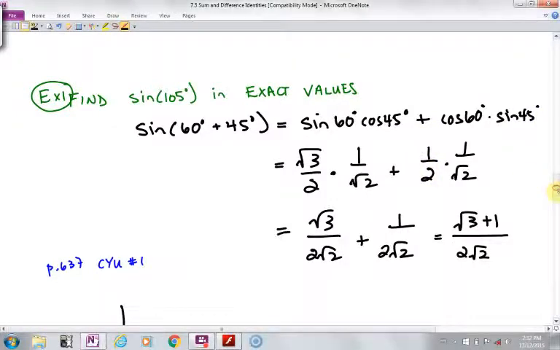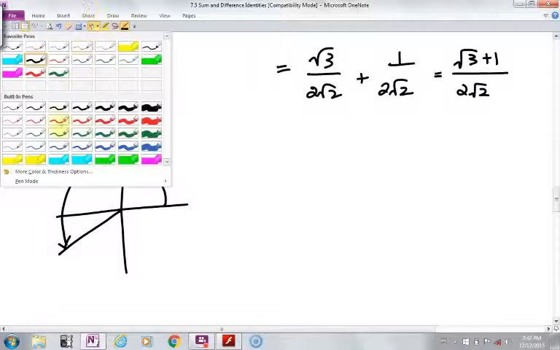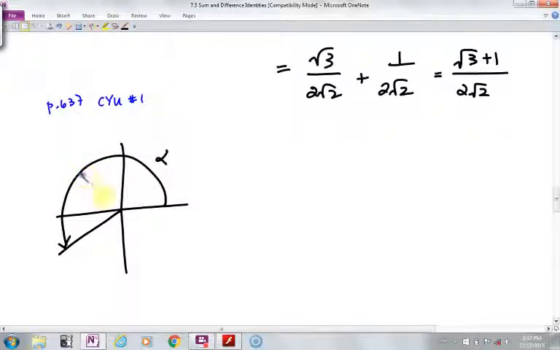The second example is from your textbook. It's on page 637. It's the check your understanding number 1 in the margin on the left. Sorry, it's on the right-hand side. Okay? So I'm going to use 2 different colors because we've got an angle in quadrant 3, which we're calling angle alpha, and then we have an angle in quadrant 2, which we're calling angle beta.